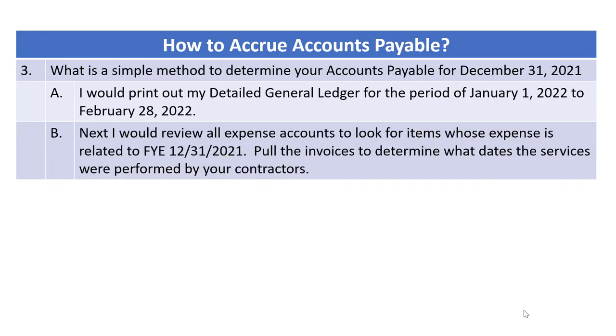What is a simple method to determine your accounts payable for December 31st, 2021? The first thing I would do is print out my detailed general ledger for the period of January 1, 2022 to February 28th, 2022. Next, I would review all the expense accounts to look for items whose expense is related to FYE 12/31/2021. Pull the invoices and determine what dates the services were performed by your contractors.